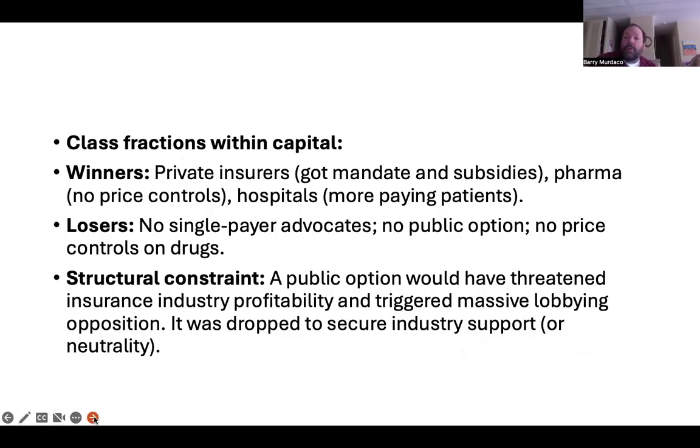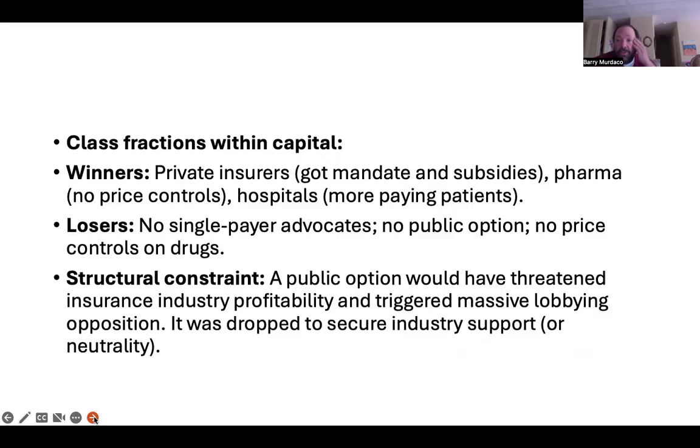Class fractions within capital. So not all capitalists are, of course, necessarily on the same page with each other. Private insurers got the mandate and subsidies. Pharma got no price controls. Hospitals got more paying patients. Losers: single payer advocates, no public option, no price control on drugs. A public option would have threatened insurance industry profitability and triggered massive lobbying opposition. It was dropped to secure industry support.